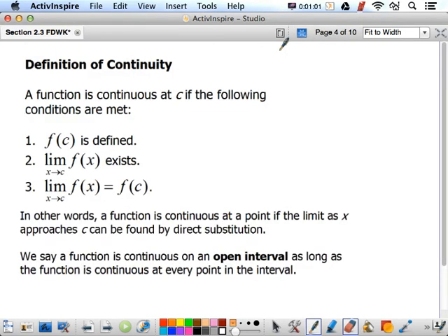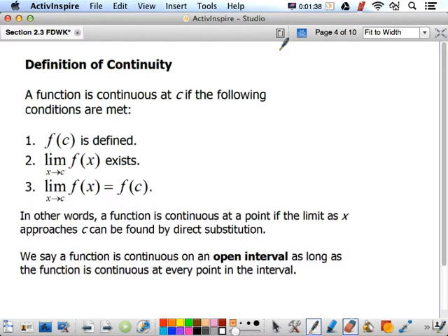So let's talk about the definition of continuity at a point. A function is continuous at a point C if the following conditions are met. First off, the function has to be defined there. It can't be undefined there. Second, the limit there has to exist. That rules out all kinds of things. It rules out jumps, right? Asymptotes, yeah. So it rules out a lot of things already. And third, the limit as you approach the C value of that function has to equal the actual function value.